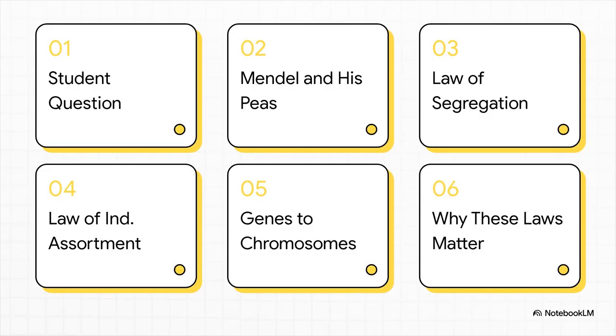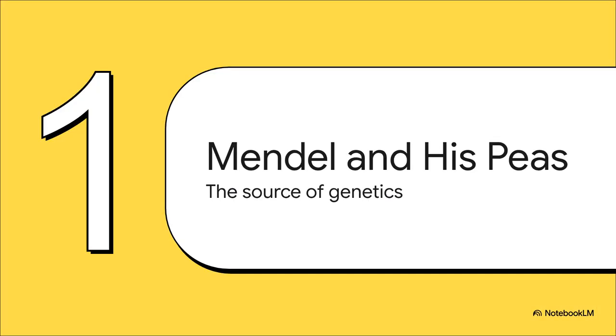So here's our game plan for this explainer. We're going to start with the man himself, Mendel, and his famous peas. Then we'll break down the law of segregation, then the law of independent assortment. After that, and this is the cool part, we'll connect his ideas to the actual chromosomes that he never even knew existed. And finally, we'll see why any of this still matters today. Okay, let's set the scene.